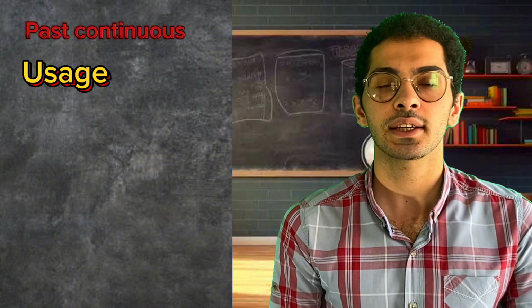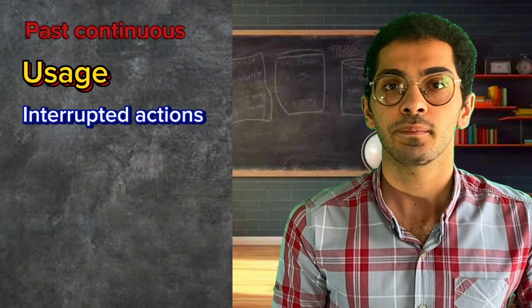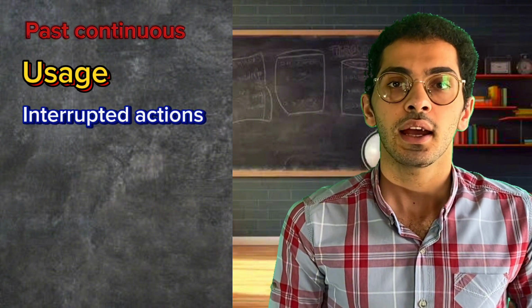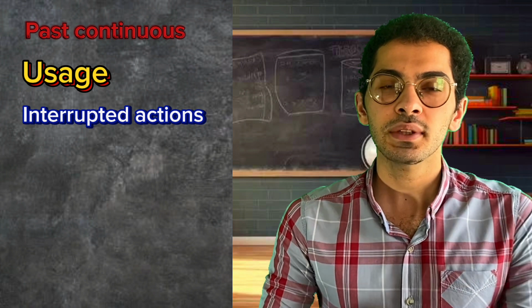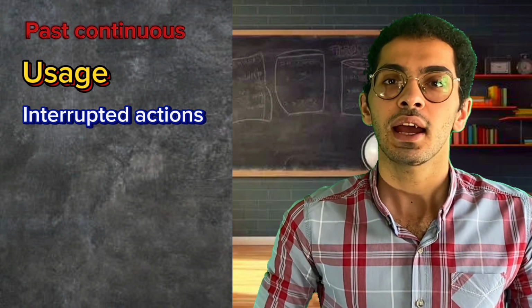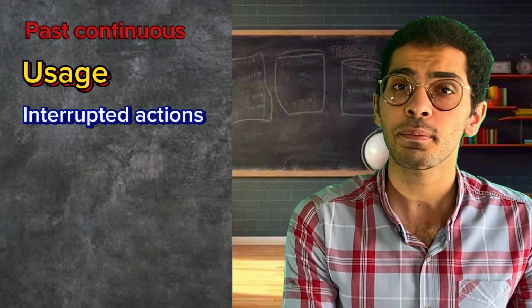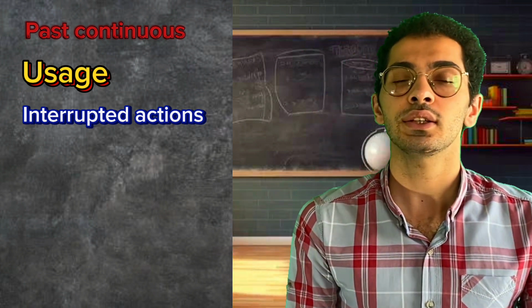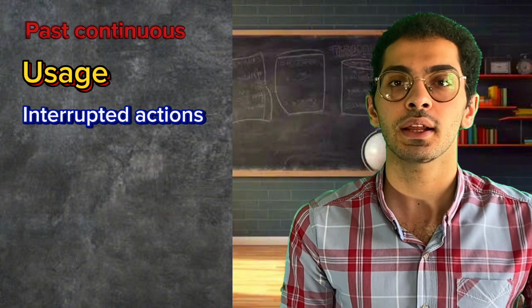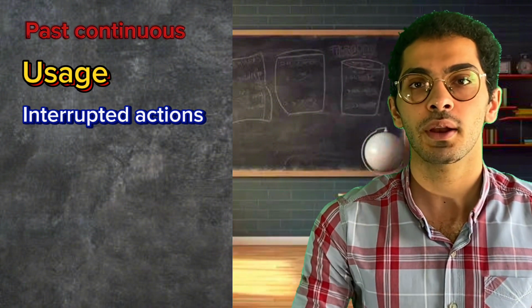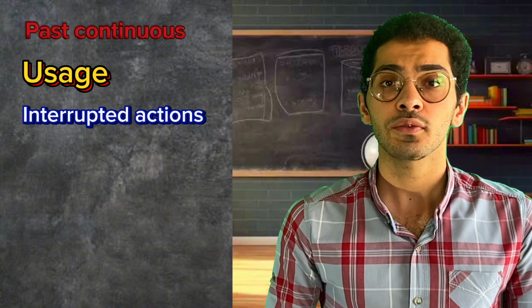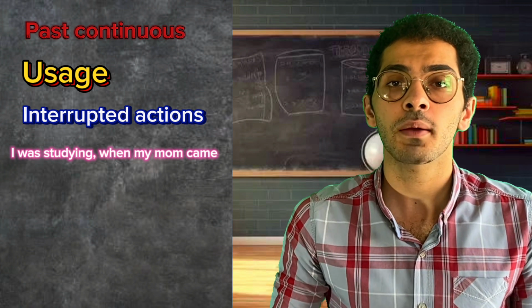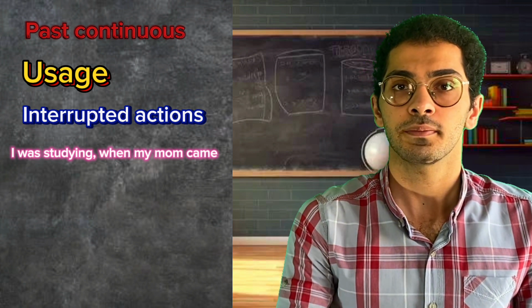Next function is interrupted action. So important. It is when something is happening in the past and another action happens and interrupts this action. We use past continuous with past simple at the same time. Let me give you a couple of examples. I was studying when my mom came.